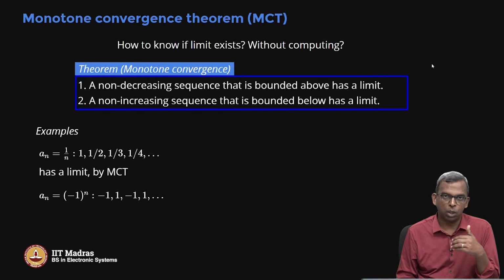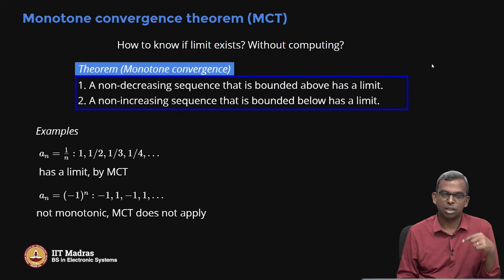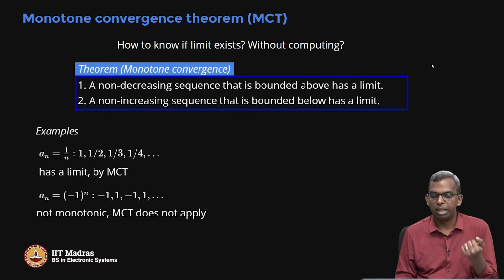So here's another sequence, minus 1 per n. This one is bounded below, by minus 1, but it is not monotonic because it keeps going minus 1 plus 1 minus 1 plus 1. So technically MCT does not apply. We also know that this sequence does not have a limit.